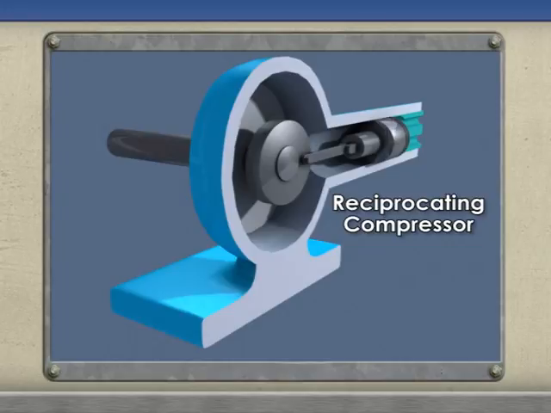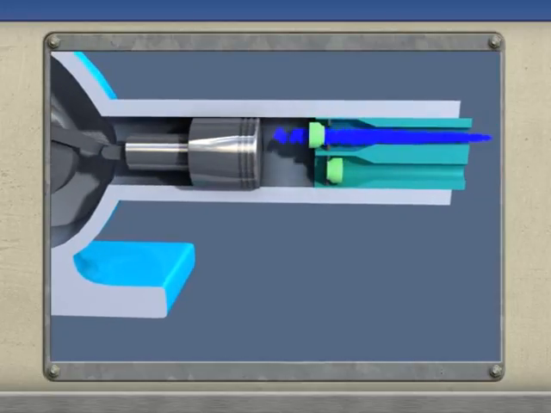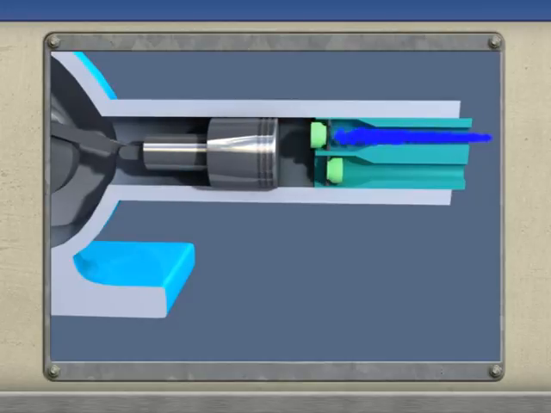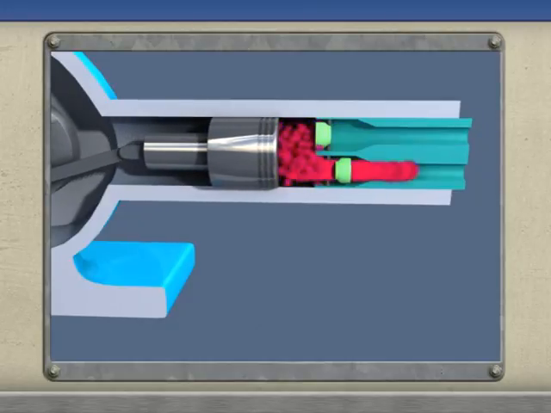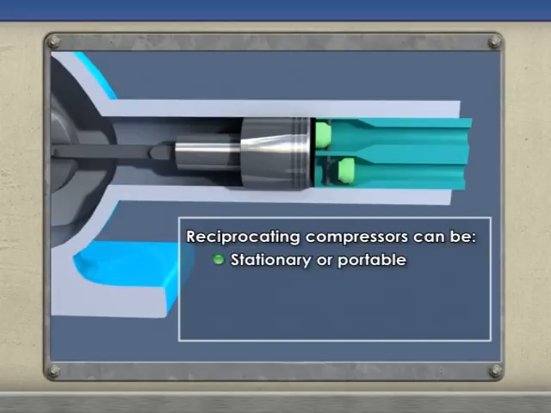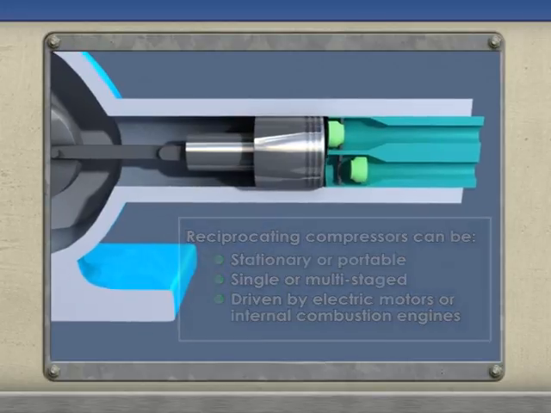Reciprocating compressors are positive displacement machines. They use a piston mechanism driven by a crankshaft which cycles into and out of a stationary cylinder, compressing and displacing a volume of air with each stroke. Reciprocating compressors can be stationary or portable, single or multi-staged, and can be driven by electric motors or internal combustion engines.